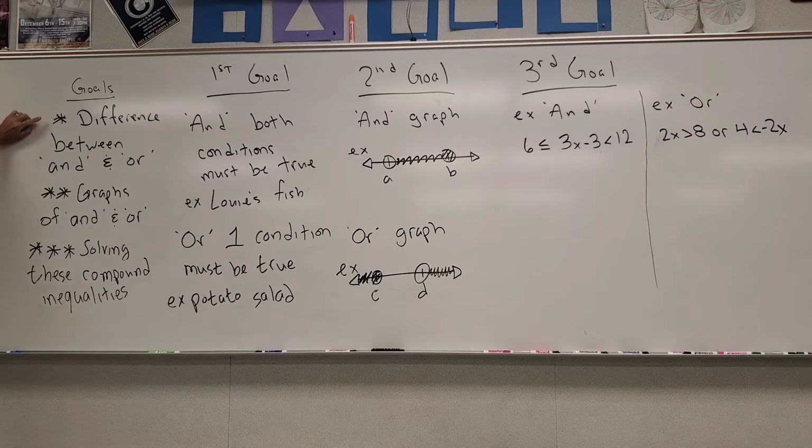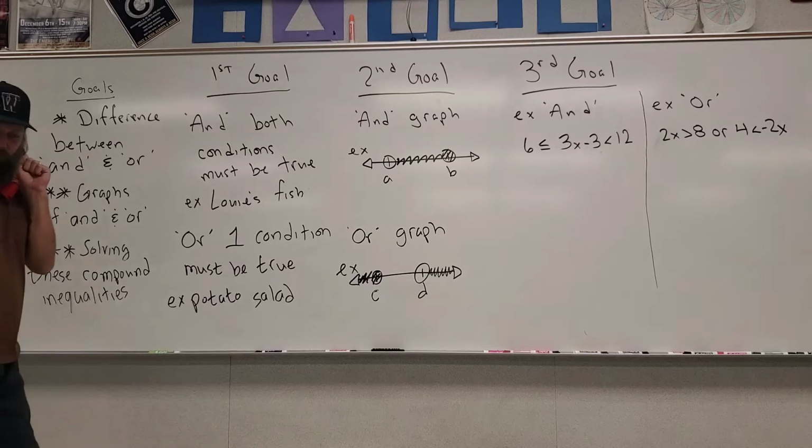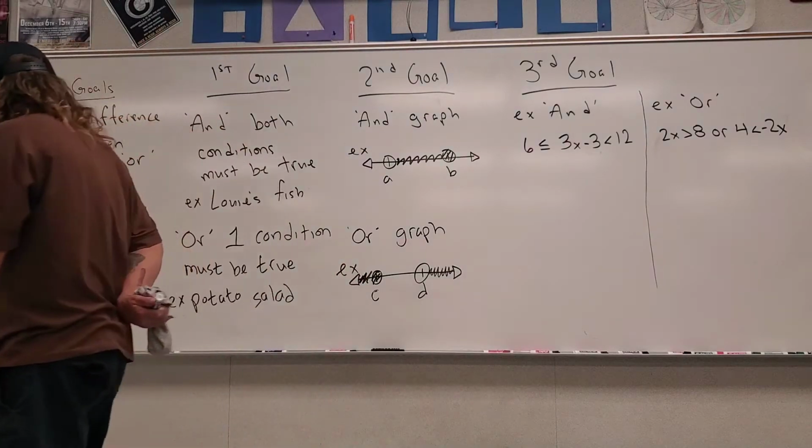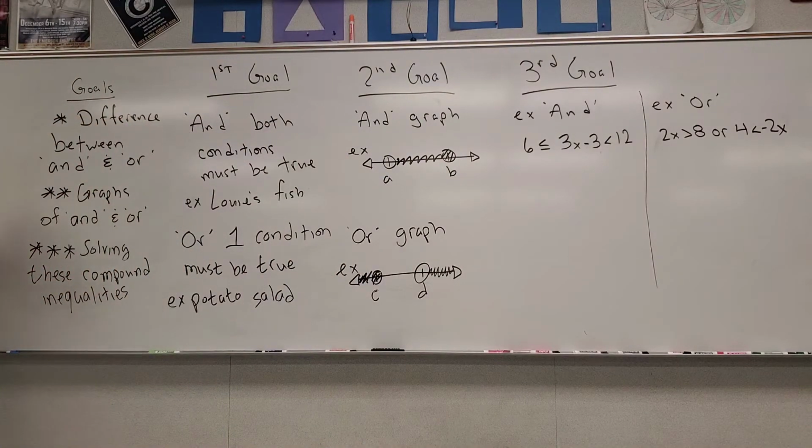Our first goal is going to be to talk about the difference between the concept of and or. It's how 2 conditions relate to each other, and what it means, what has to happen for that to be true. What has to happen for an and statement to be true? And what has to happen for an or statement to be true?